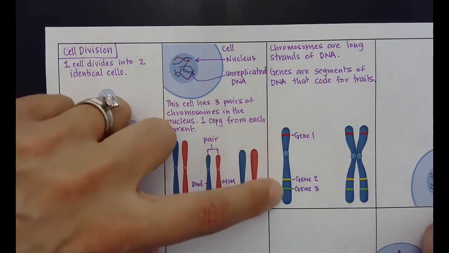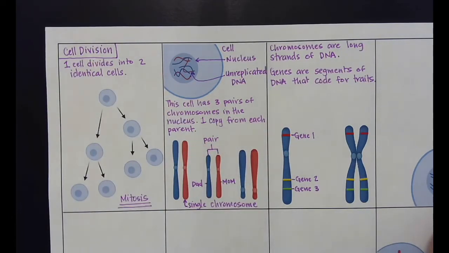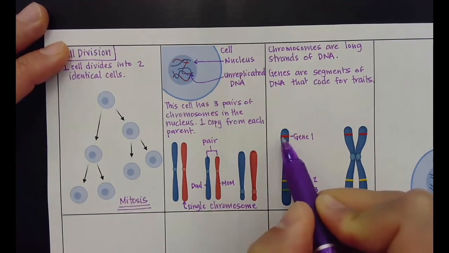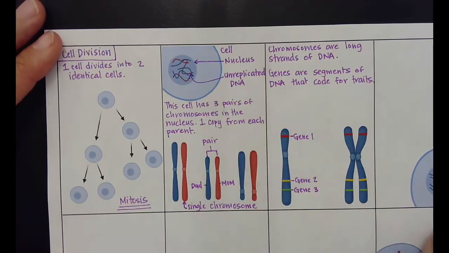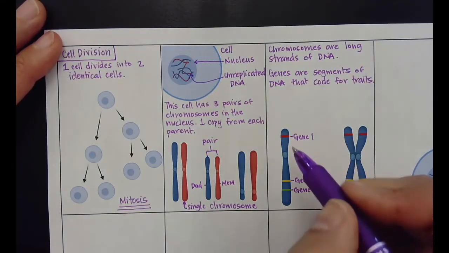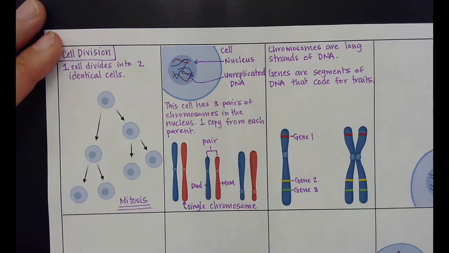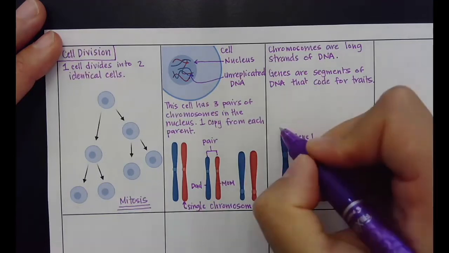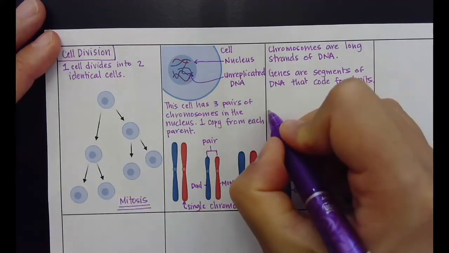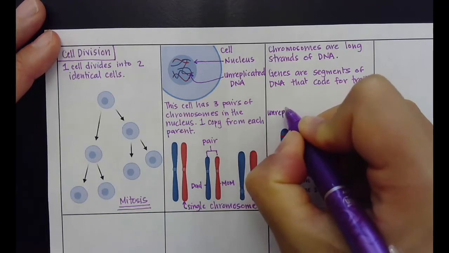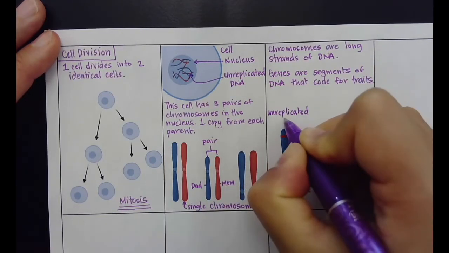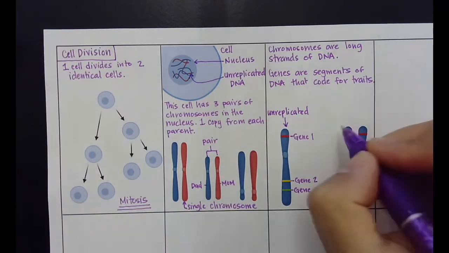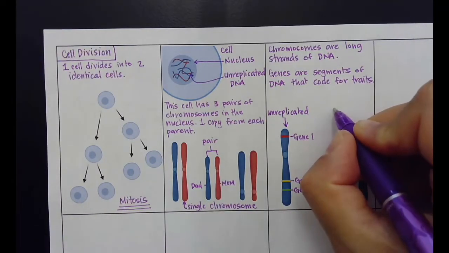And not all of the DNA in a chromosome is actually genes. Not all of it codes for proteins and traits. So they're really just these gene sections or segments, and that's going to code for a trait. And then this other part of the DNA, sometimes we don't know what it is or what it codes for, and sometimes it's just junk DNA. It's just there. So when we said over here that we have unreplicated DNA, this is an unreplicated chromosome. Whereas here we have a replicated chromosome.